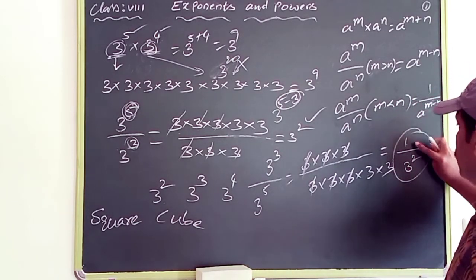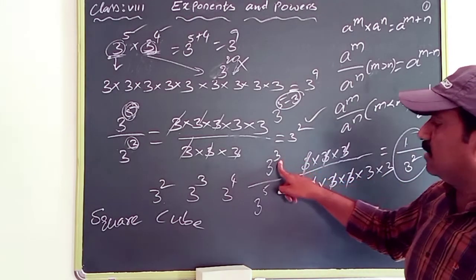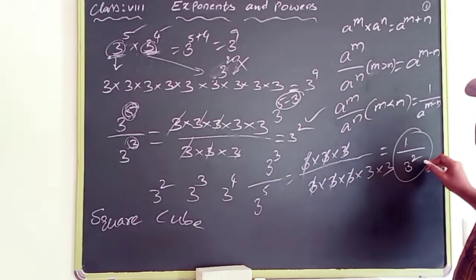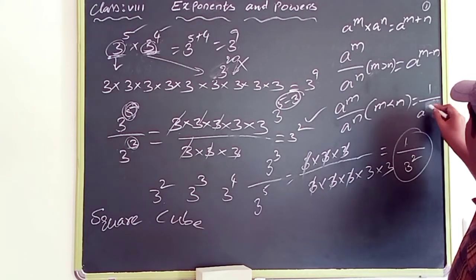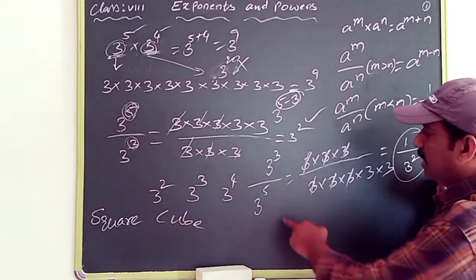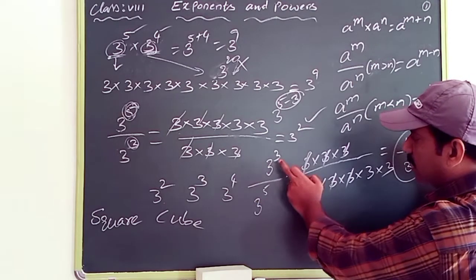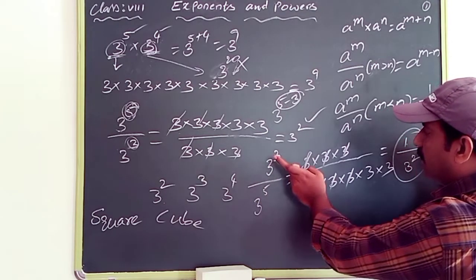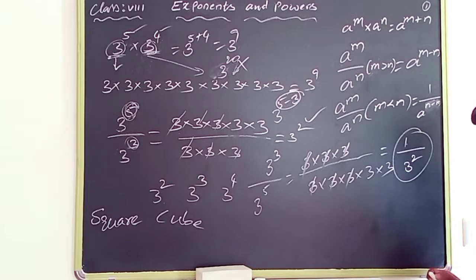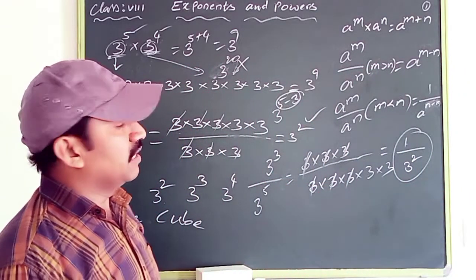Yes, if you see 1 divided by a power, what is m here? Sorry, 1 divided by a power n minus m. What is n? This is m and this is n. n is 5 and m is here 3. So 1 by a to the power of n minus m, children. Got it? So these are very important formulas.